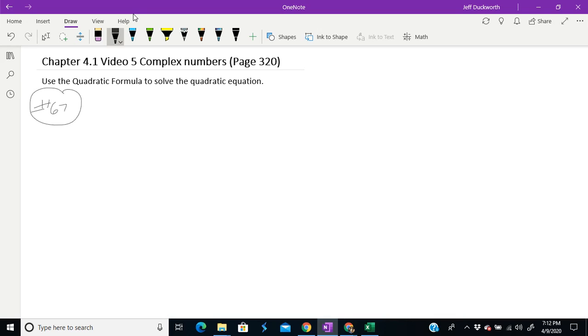All right, that is x squared minus 2x plus 2 equals 0. Not something we're going to be able to factor. So we're going to use the quadratic formula. So recall, x equals negative b plus or minus the square root of b squared minus 4ac over 2a.